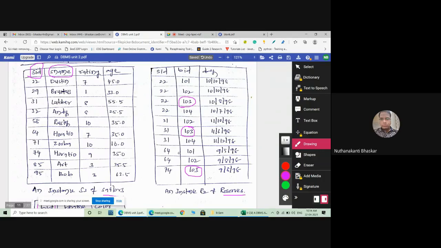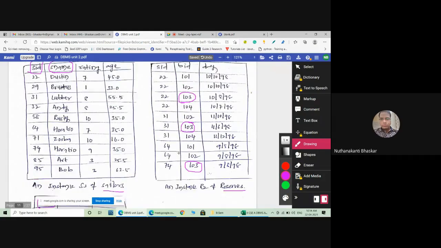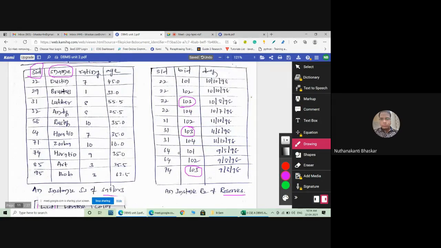Means we have to join which relations? Out of sailors, reserves, boats, what are the relations we need to join? Tell me. What are the relations we need to join? Sailors and reserves. Very good, nice answer. So now we need to join sailors and reserves.